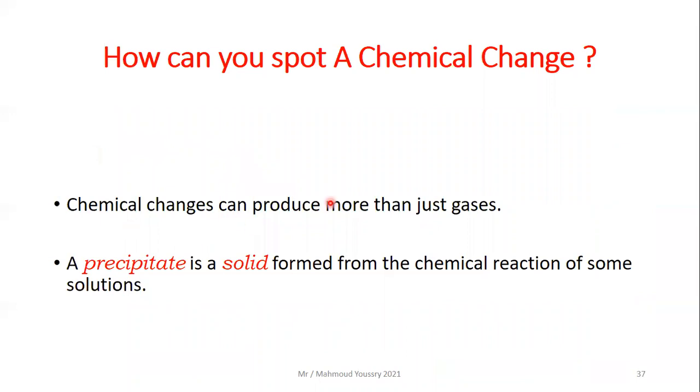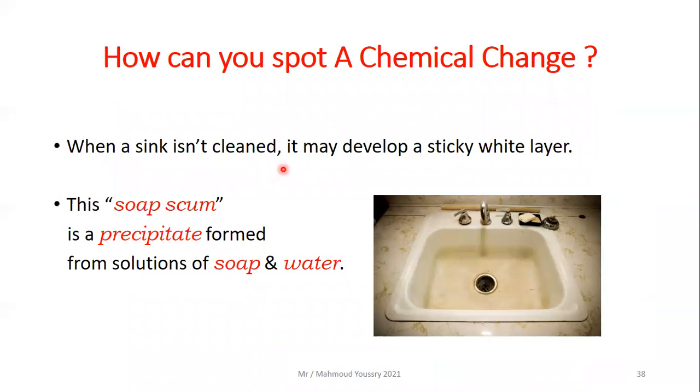Let's move on. Chemical changes can produce more than just gases. A precipitate is a solid formed from the chemical reaction of some solutions. Like what? When a sink is not cleaned, it may develop a sticky white layer. It's called soap scum. This sticky white layer that forms in the sink is a precipitate formed from solutions of soap and water as well.